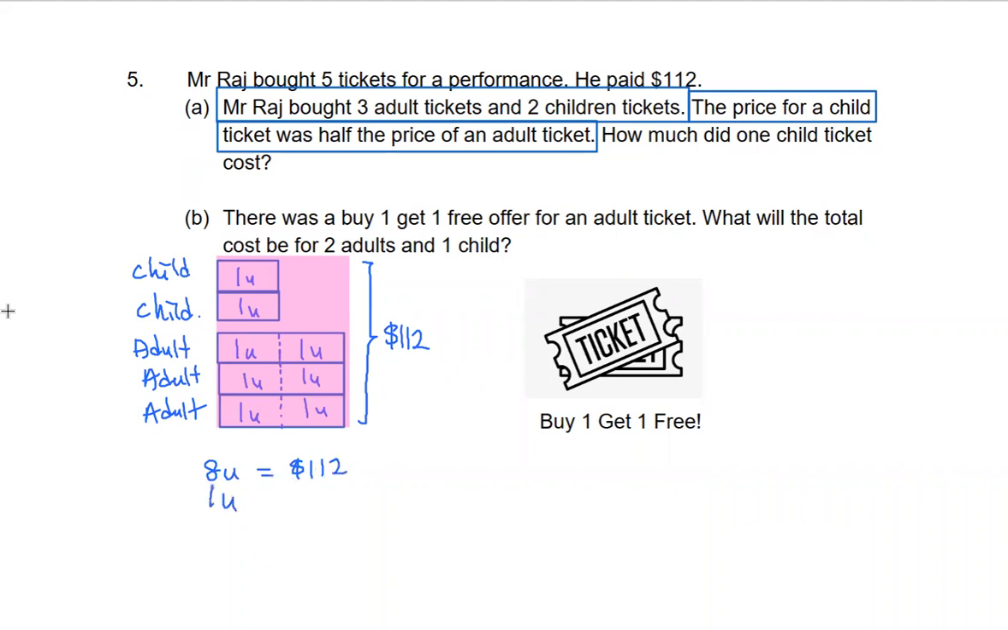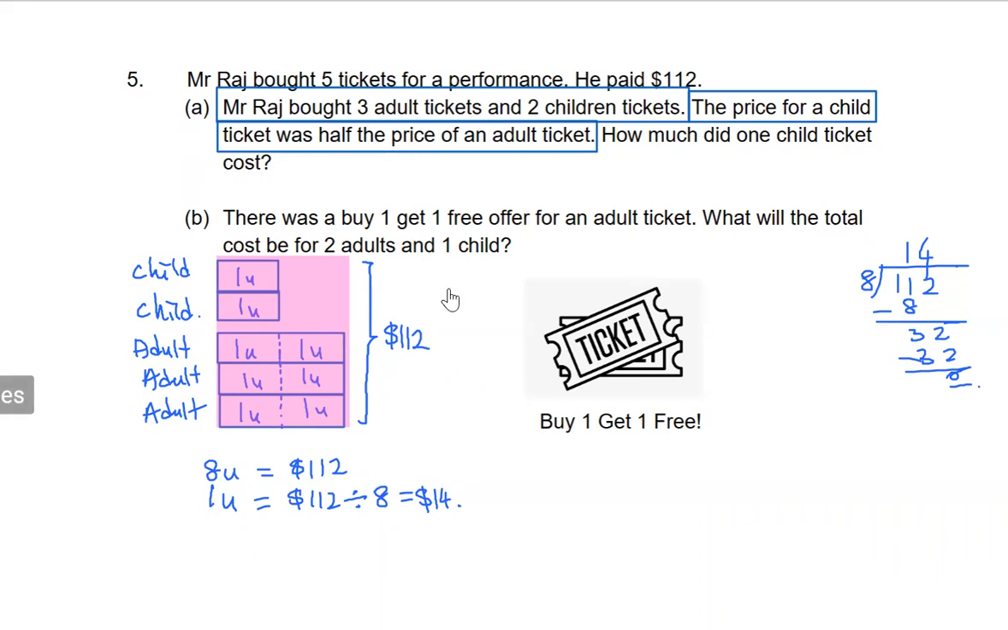Can you see what is 1 unit? Yeah, 1 unit is just 112 divided by 8. What does that give me? Let's do the working. Okay, which is $14. So 1 unit is $14. All right. So if 1 unit is $14, what is the question asking for? The question is asking for 1 child ticket, and 1 child ticket is just 1 unit.